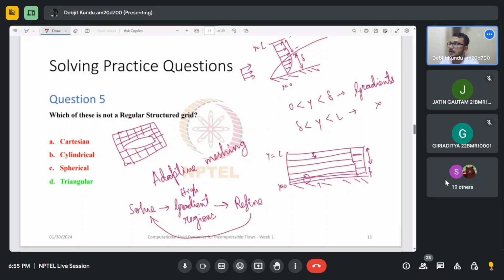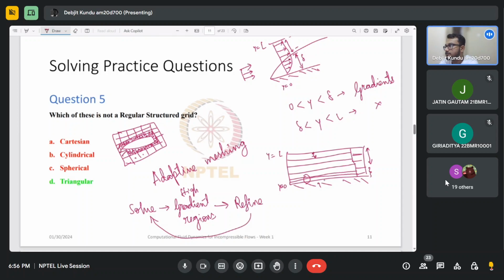Now, after solving it for a few cases, I'm seeing that this region here is actually a high gradient region. So what I do is break these rectangles into even smaller rectangles. Basically, it is called refining. So I refine the mesh wherever the gradients are high, and I don't touch the regions where gradients are low. I keep them big.